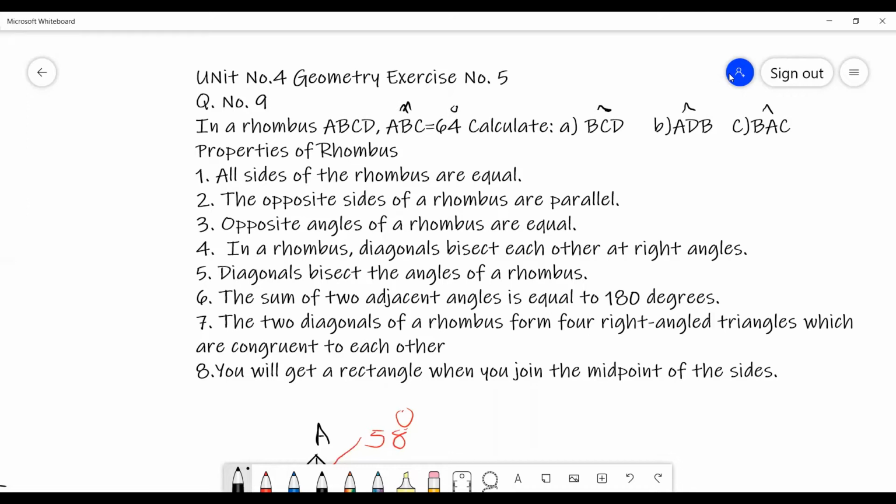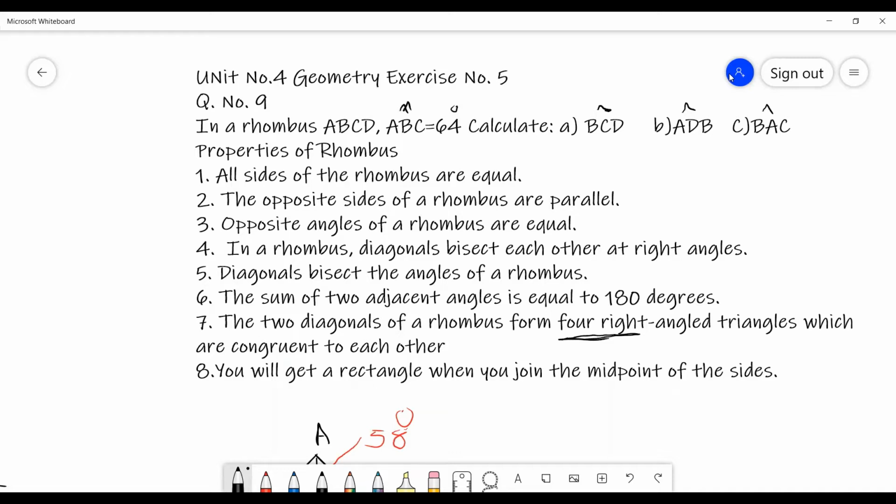Number 1, all sides of the rhombus are equal. Number 2, the opposite sides of a rhombus are parallel. Number 3, opposite angles of a rhombus are equal. Number 4, in a rhombus, diagonals bisect each other at right angles. Number 5, diagonals bisect the angles of a rhombus. Number 6, the sum of two adjacent angles is equal to 180 degrees. The two diagonals of a rhombus form 4 right angle triangles which are congruent to each other.